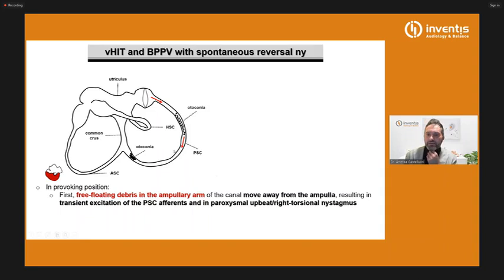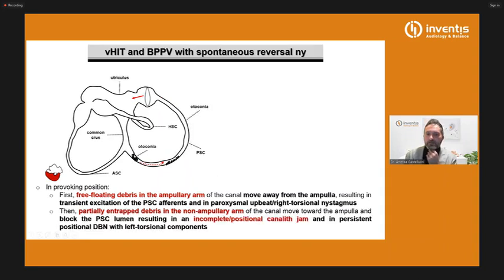And after they went in this position, starts working the incomplete canal jam. In this position, this partially entrapped debris in the non-ampullary arm of the canal moves toward the ampulla and blocks the posterior canal lumen, resulting in an incomplete or positional canal jam, and in a persistent positional downbeat nystagmus with counterclockwise torsional components. So this is why some of the patients with spontaneous reversal of positional nystagmus do have a reduction of the VOR gain for the affected canal.